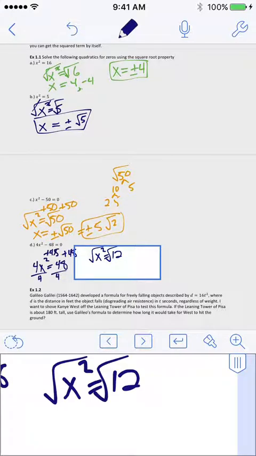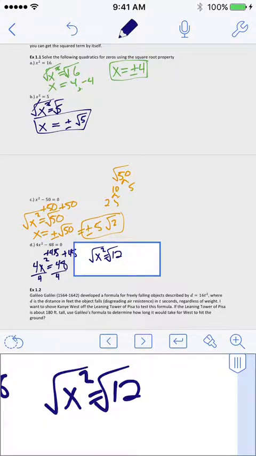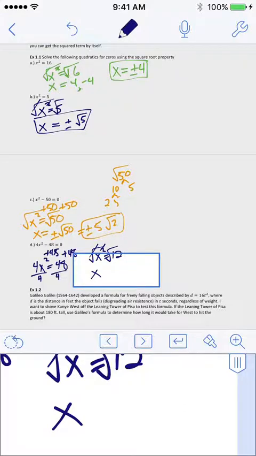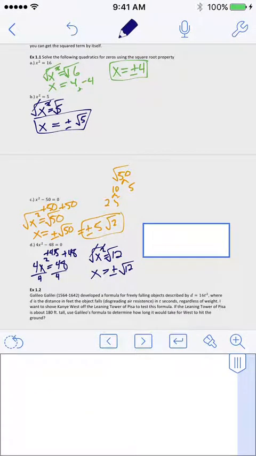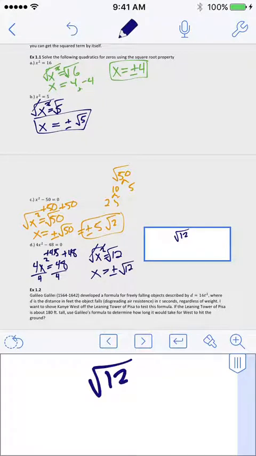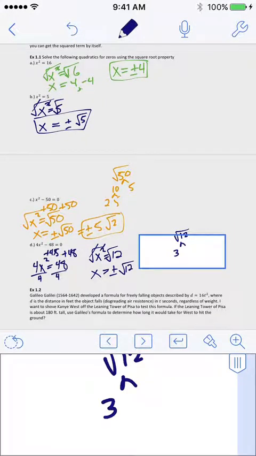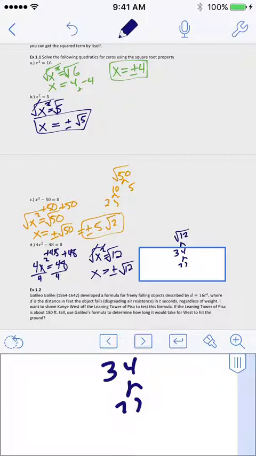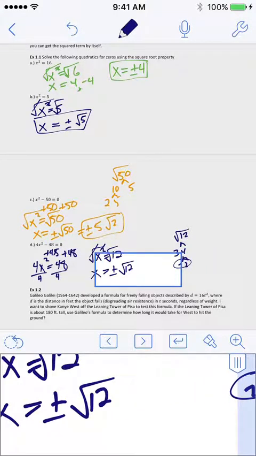Now I can take the square root. So a square root of both sides leaves me an x on this side, and a plus or minus square root of 12. Square root of 12 can be reduced to 3 and 4, 2 and 2. Got a pair of 2's I could pull out. So that's equal to plus or minus 2 root 3.